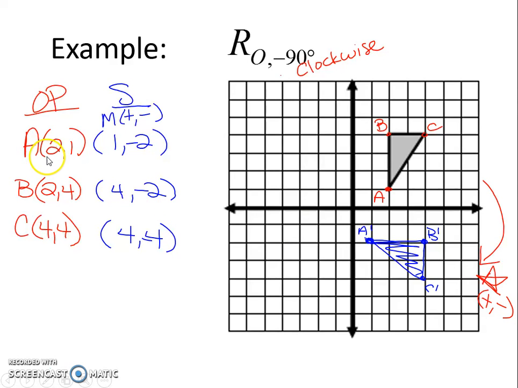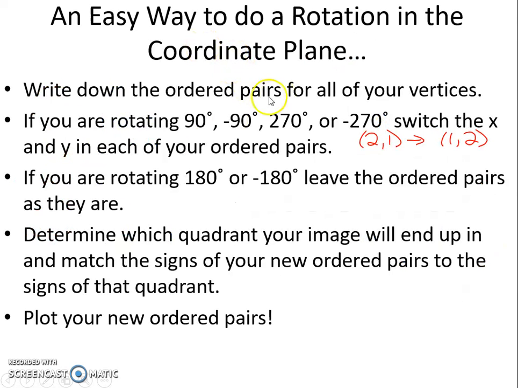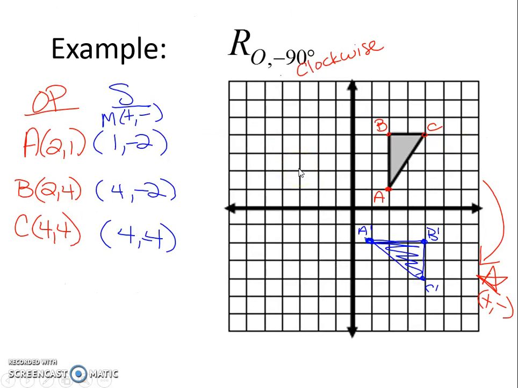So you're going to switch. If it's 90 or 270, you're going to switch X and Y. Instead of 2, 1, you're going to write 1, negative 2. Instead of 2, 4, you write 4, negative 2, and instead of 4, 4, you write 4, negative 4. And then all your X will be positive because it's going to be in quadrant 4, and all the Y's are going to be negative.